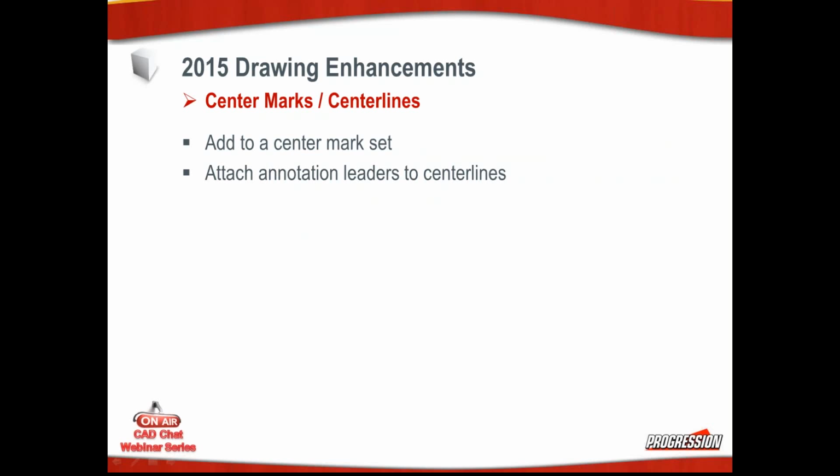You can add to a center mark set. So if you have a bolt hole circle of holes and you put center marks on all of them, and something happened and a center mark got deleted, you can add to it. And then you can also now attach annotation leaders to your center lines to add notes to it. You couldn't do that before. So let's go and take a look at that.